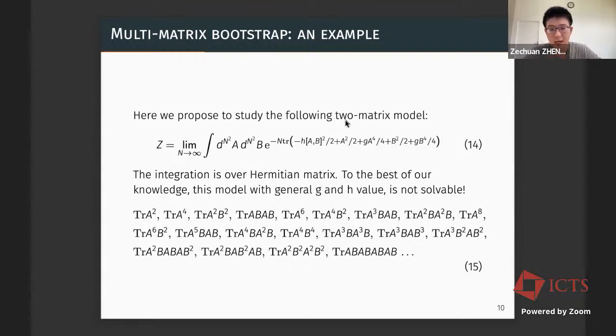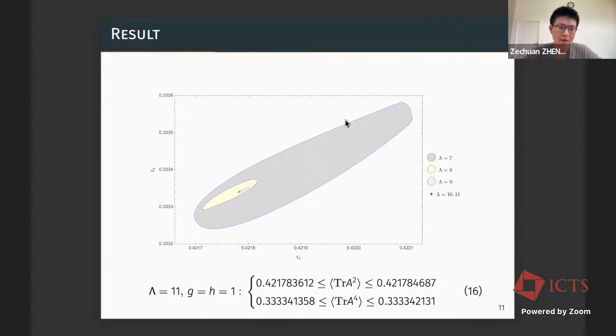And if we use the above method for this model, at lambda equals 11, which means that we are bootstrapping over all the moments in terms of A and B with length less than 22, and with g equals h equals 1, then we have a 6-digit result. Here, the plot is a shrinking of the island of trace A squared and trace A to the 4th. From some studies, we already get that this precision is actually better than, in fact much better than, the Monte Carlo precision we could get for the large N matrix model.